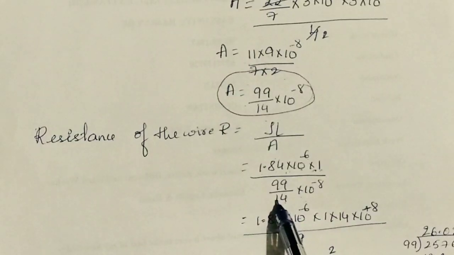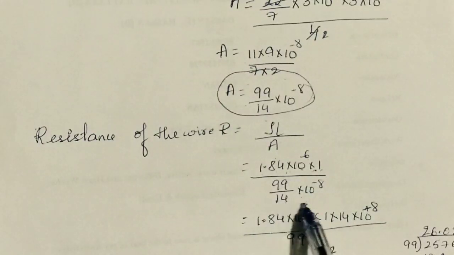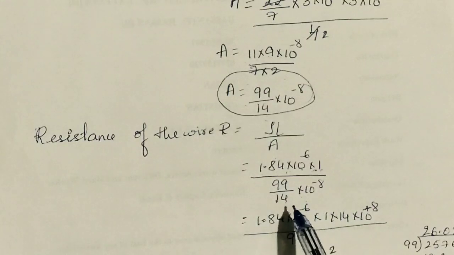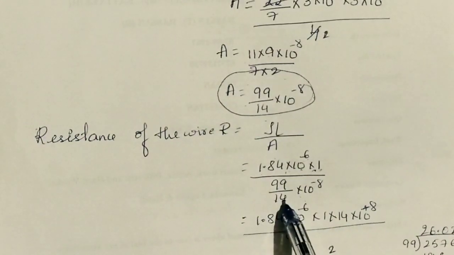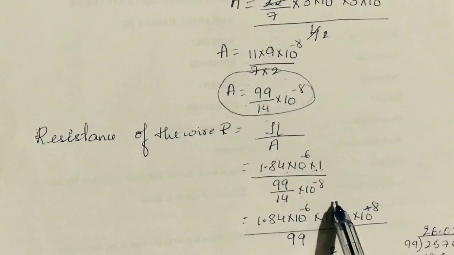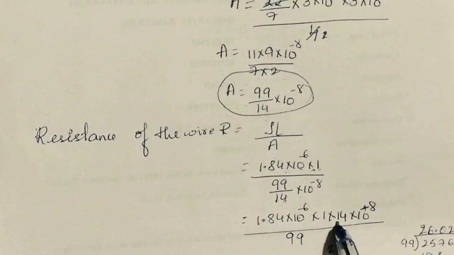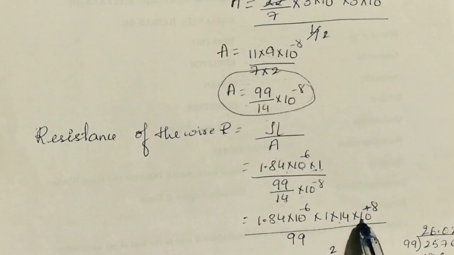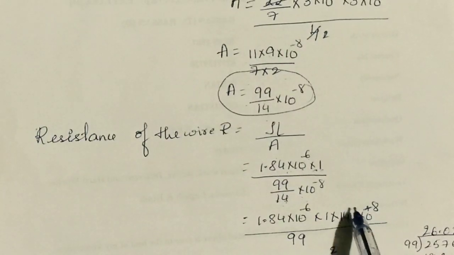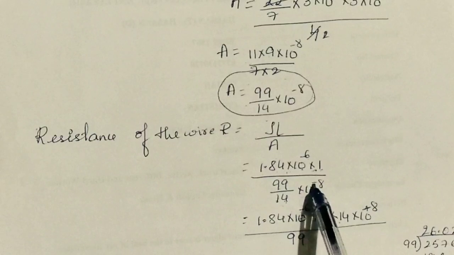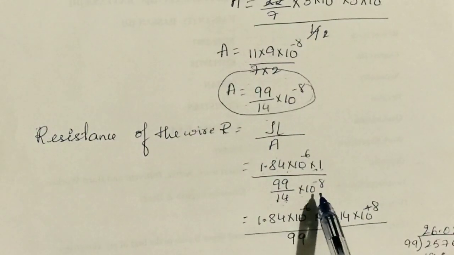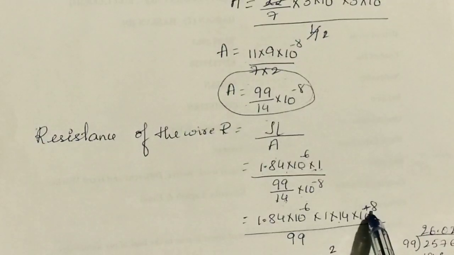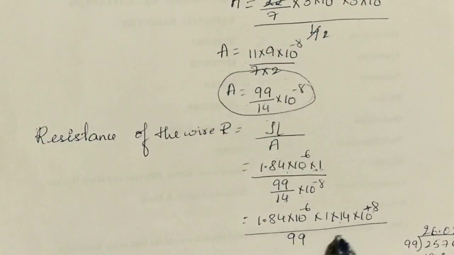Now I am taking 14 to the numerator. When I take it to the numerator, there will be a reciprocal. So the numerator goes to the denominator and the denominator goes to the numerator. Here 14 is in the denominator, so when I take the reciprocal it comes to the numerator. So 14 into 10 to the power of plus 8. Why does it become plus 8? Because here in the denominator there is a minus. If I take it to the numerator, the sign of the power changes. So minus becomes plus 8. So whole divided by 99.